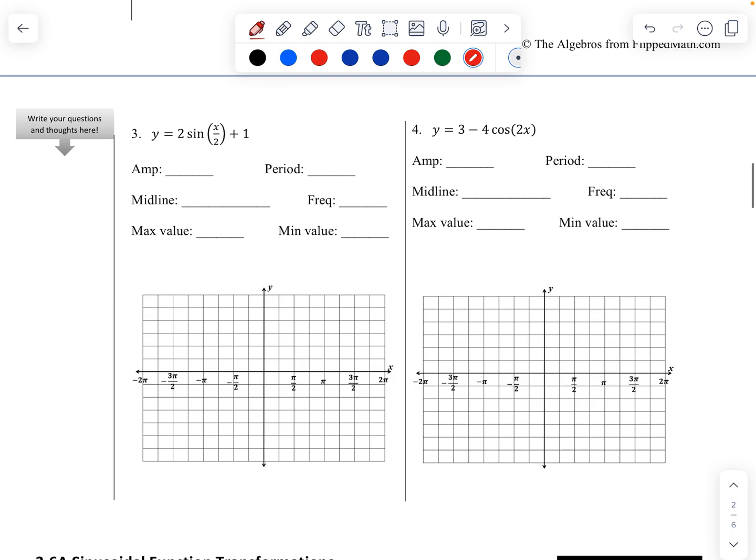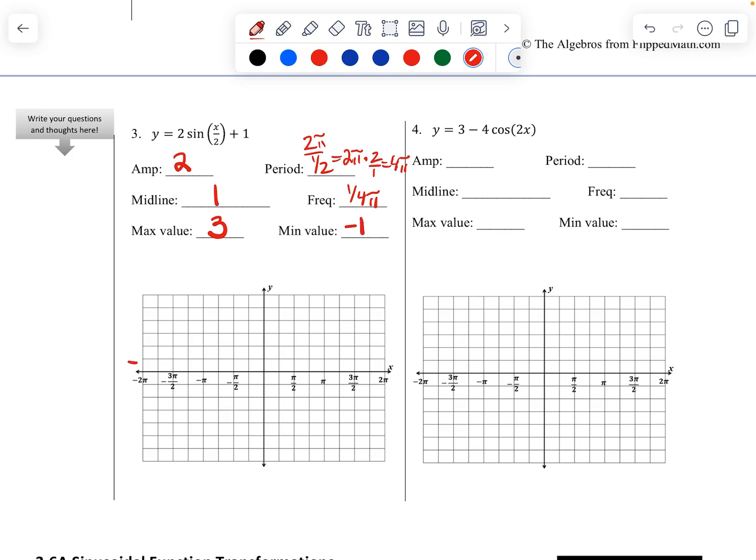All right, so the next one we're going to take a look at, they have some shifts here. So our amplitude is 2. Our period, this is a 2 pi divided by 1/2. So 2 pi times 2 over 1 is 4 pi. So our frequency is 1 over 4 pi. But our midline here is at 1. So our max value, well, 2 above that would be at 3. Our min value, 2 below, is at negative 1.